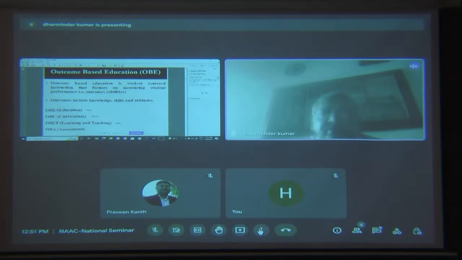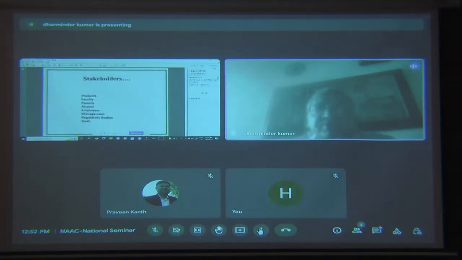Okay, so outcome based education is a student centered instruction that focuses on measuring student performance, that is outcome or ability. This outcome includes knowledge, skills and attitudes. In order to implement OBE, for an education system based on OBE, first we must have an outcome based curriculum that can be implemented through outcome based learning and teaching, and finally OBE based assessment methods. So our students are assessed through various methods, direct or indirect, which can measure the abilities.